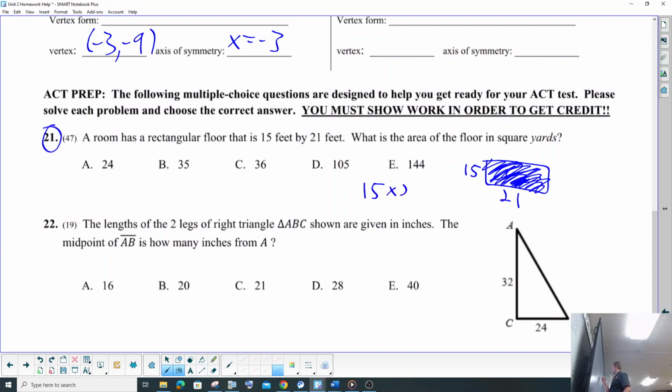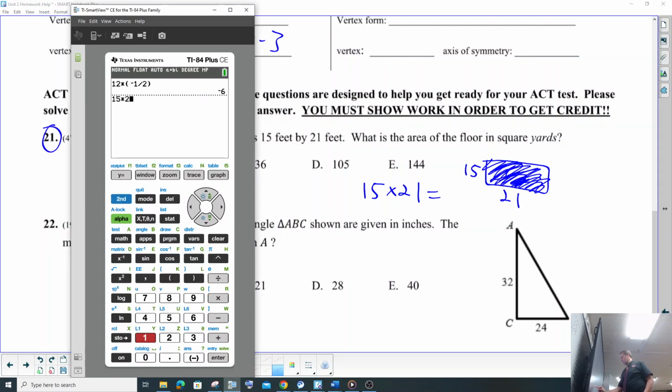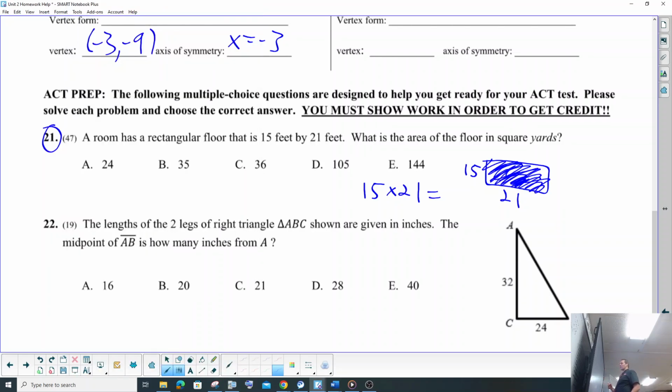Yeah, you just multiply them. Remember? Just multiply them. And so we're going to go ahead and multiply it. So we got 15 times 21, which is 315, which is not an answer. What happened? A room has a rectangular floor that's 15 by 21 feet. What is the area of the floor in square... oh, yards. That's evil. Feet versus yards. What are they doing to us? Okay. They're trying to trick us.